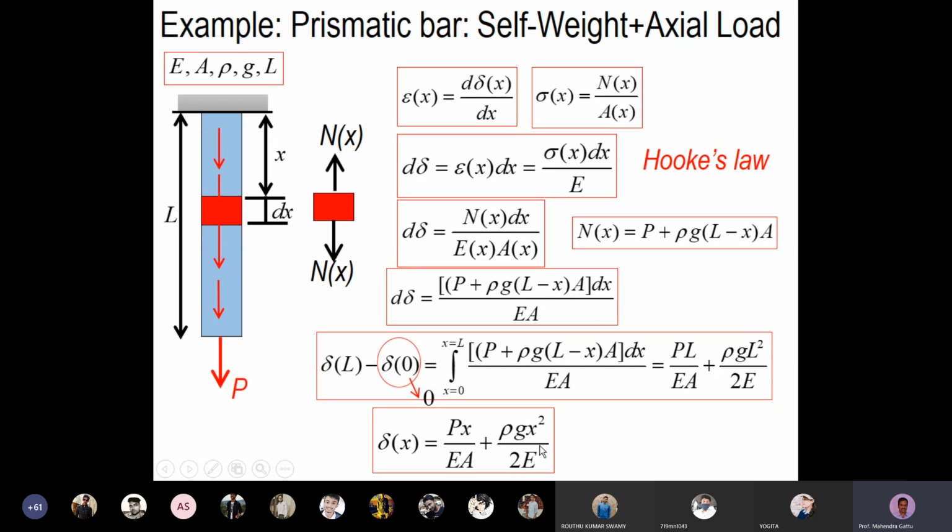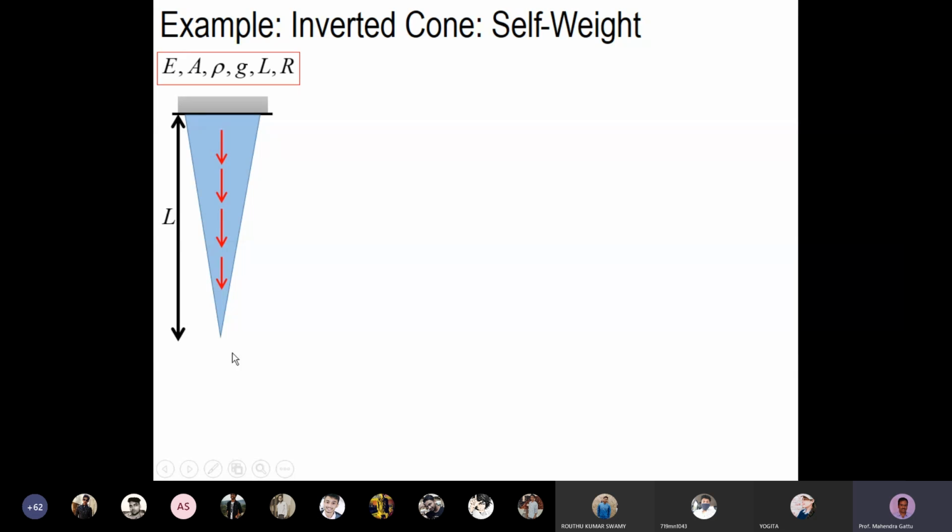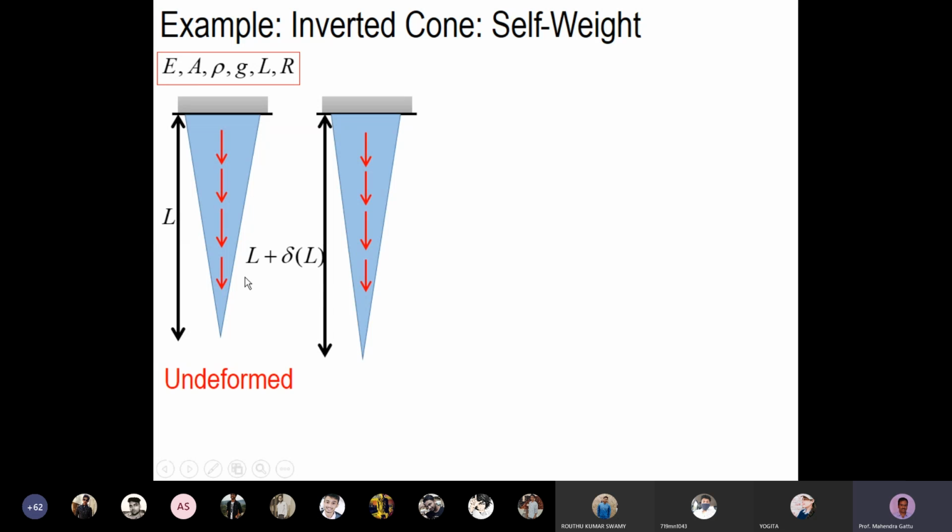So this is the analysis for a prismatic bar which is subjected to self weight and axial load. Now we look at the problem of a cone. It is an inverted cone, but there is no external load acting here, only the self weight of the cone. This is the undeformed shape, and we will get the deformed shape. In the deformed shape, this point has extended by delta of L, so the total length will be L plus delta of L. We are interested in finding the elongation as a function of x.